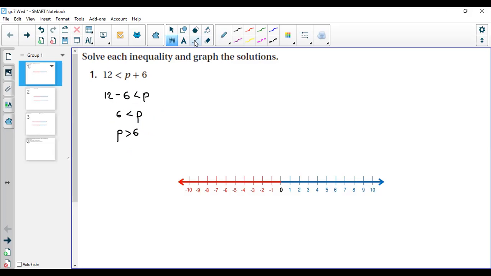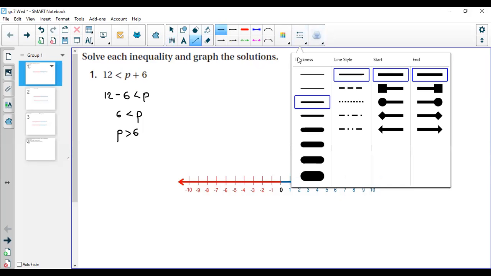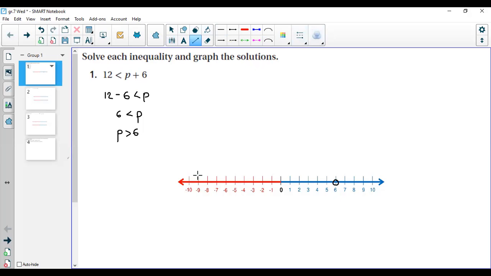So how are you going to graph this inequality? All you need to do is first start by drawing a circle on 6. Then you need to decide the arrow. The arrow will point to the right or to the left from the circle. So as we know now, p is greater than 6, which means it can be 7, 8, 9, 10. So it's all onto this side, which means your arrow should be pointing to the right.